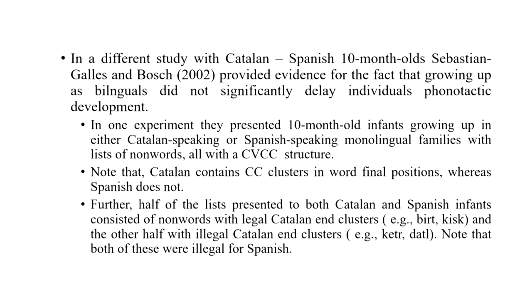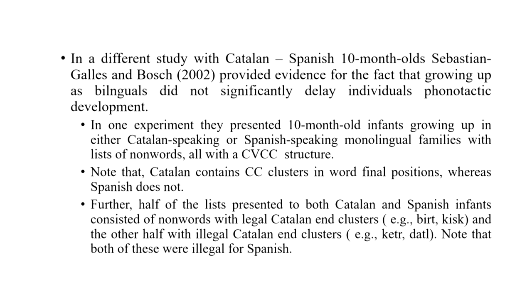In a different study with Catalan and Spanish 10-month-olds, Sebastián-Gallés and Bosch provided evidence that growing up as bilinguals does not significantly delay the individual's acquisition of phonotactic development. Okay, so what did they do? In one experiment, they presented 10-month-old infants growing up in either Catalan-speaking or Spanish-speaking monolingual families with lists of non-words, all having a CVCC structure. Now, CVCC is basically consonant, vowel, consonant, consonant.